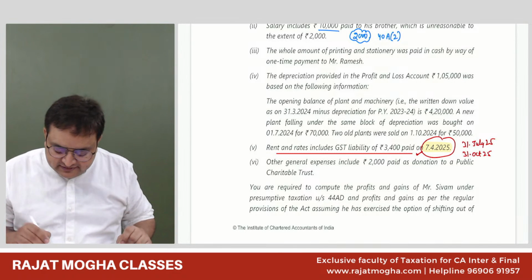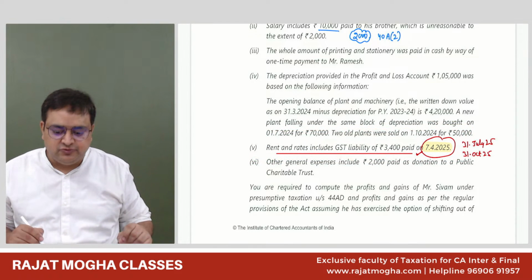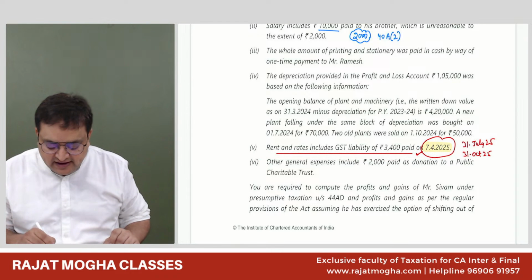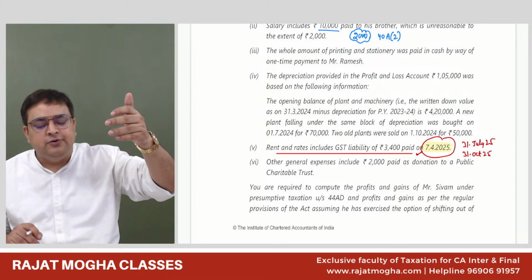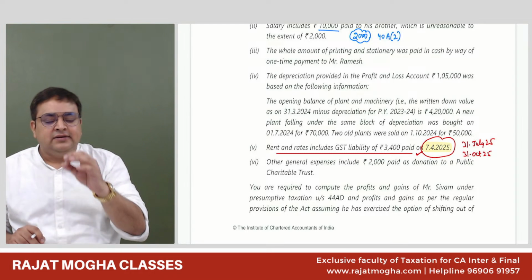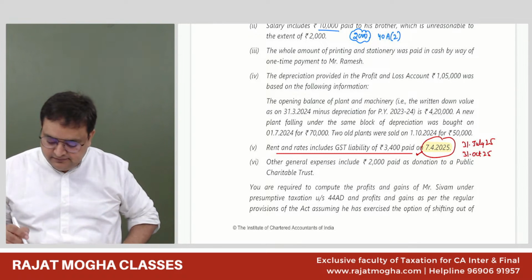Guys, this is one area where some students can make a mistake. Please don't make a mistake over here. So this is perfectly allowed. Will you do anything in computation or will you ignore it? You will ignore it, but please don't completely ignore it. Write a note over there that since it is paid before the due date of ROI, it is allowed.